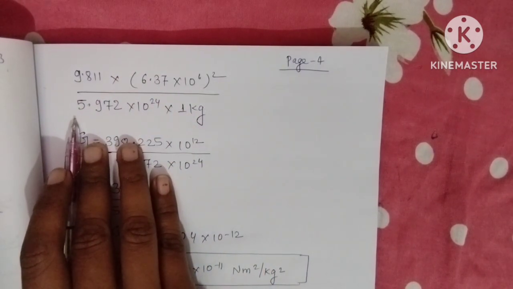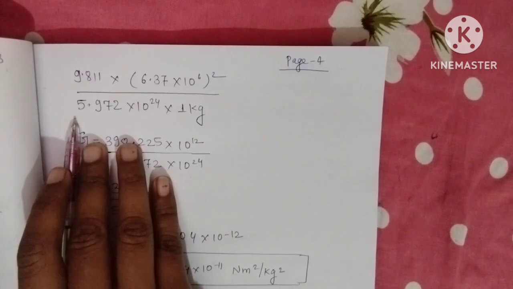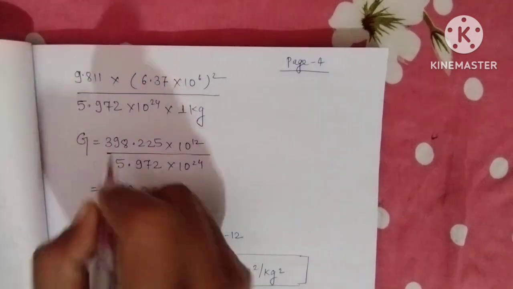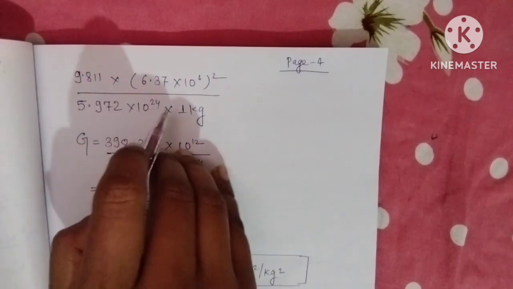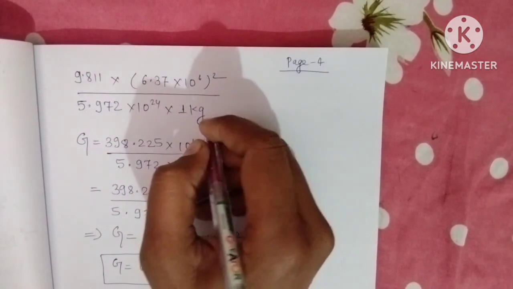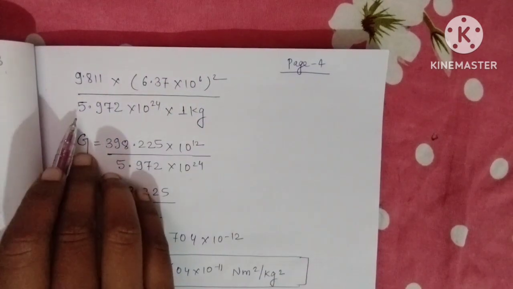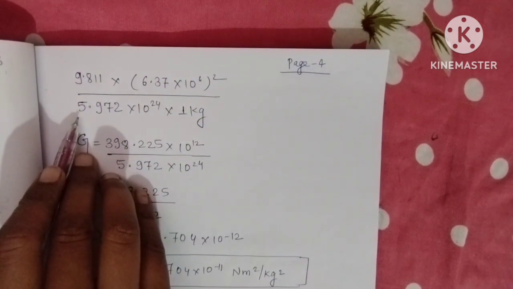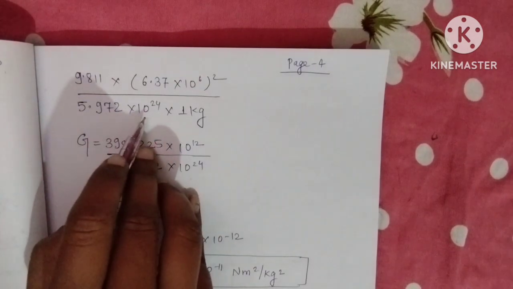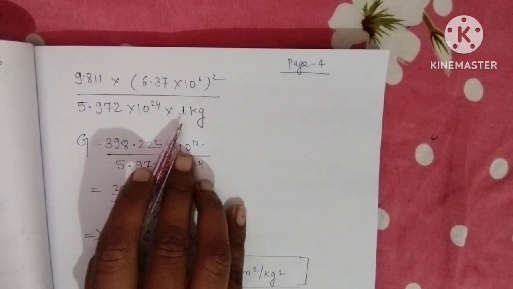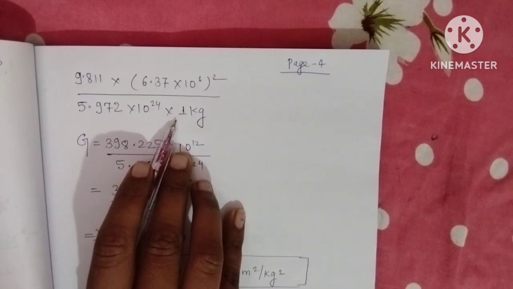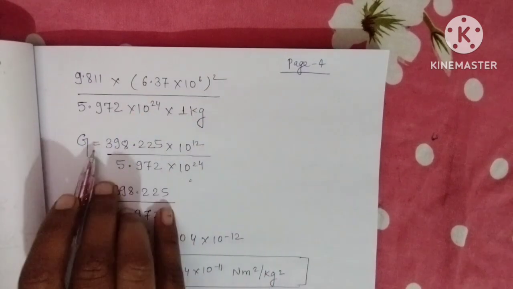and mass m1 is Earth, and m2 is the object of mass 1 kg. Mass of Earth is 5.972 into 10 to the power 24, and the mass of the object on the surface is 1 kg.